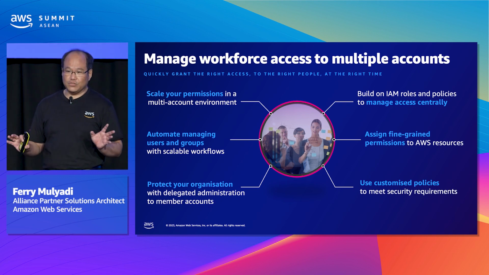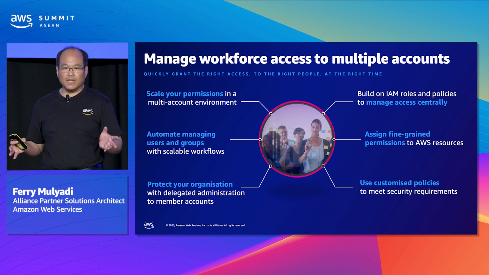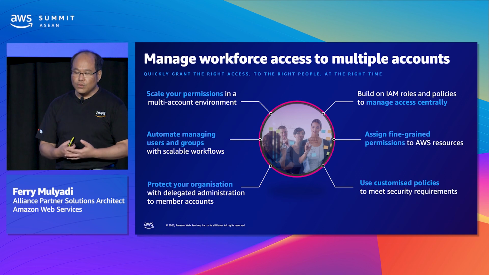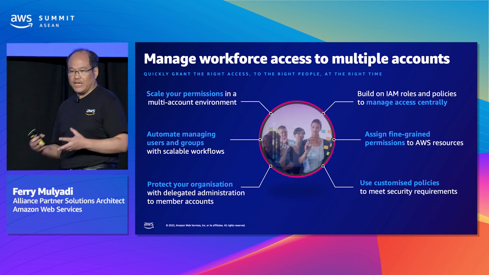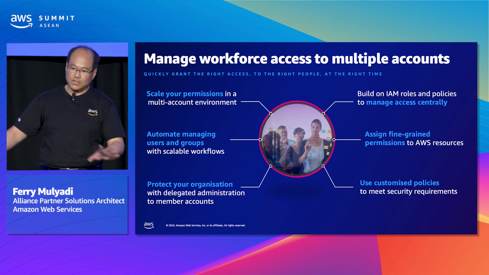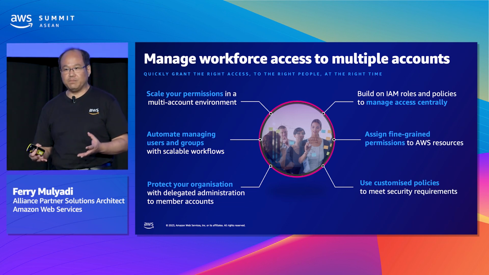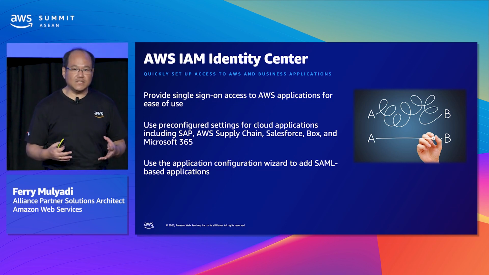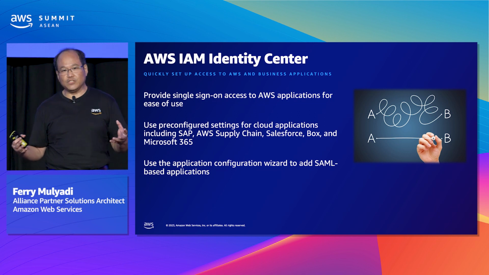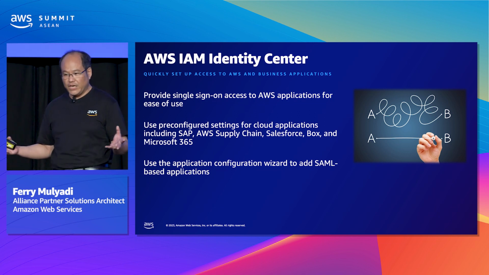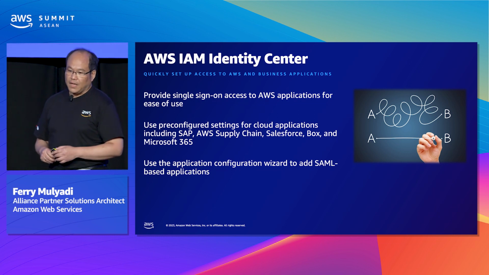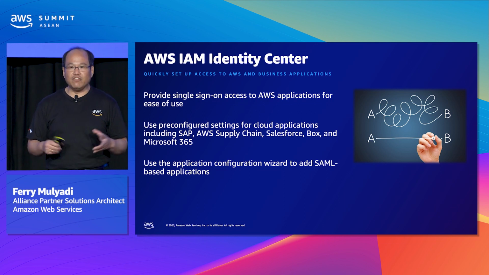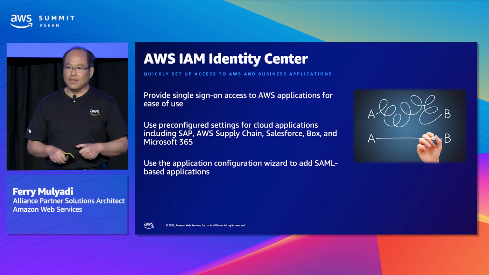Another security service that I would like to share is IAM Identity Center. This is useful if you have multiple enterprise workloads within AWS, or if you have multiple accounts, and you want to aggregate, you want to consolidate your users, your groups, your permissions into a central location. It can protect your organization by delegating security administration to your subsidiary or department, and you can implement customized policies based on your security policy within the organization. IAM Identity Center is highly integrated with AWS services like AWS IoT SiteWise, Amazon SageMaker, and so on. It is also pre-configured for SAP, AWS Supply Chain, Salesforce, Box, and Office 365. And lastly, but not least important, it comes with a pre-configured wizard for SAML-based applications. And recently, we also enhanced this for OpenID Connect. All right, so that's for security.